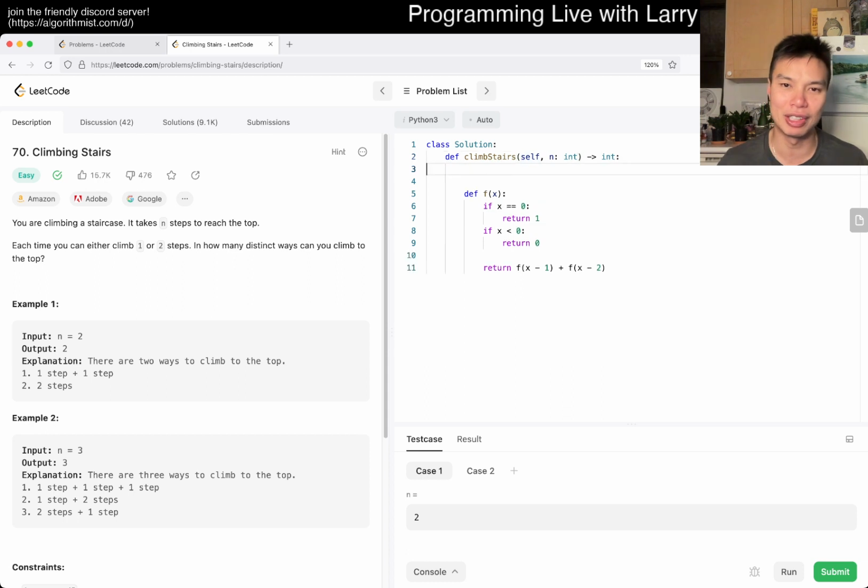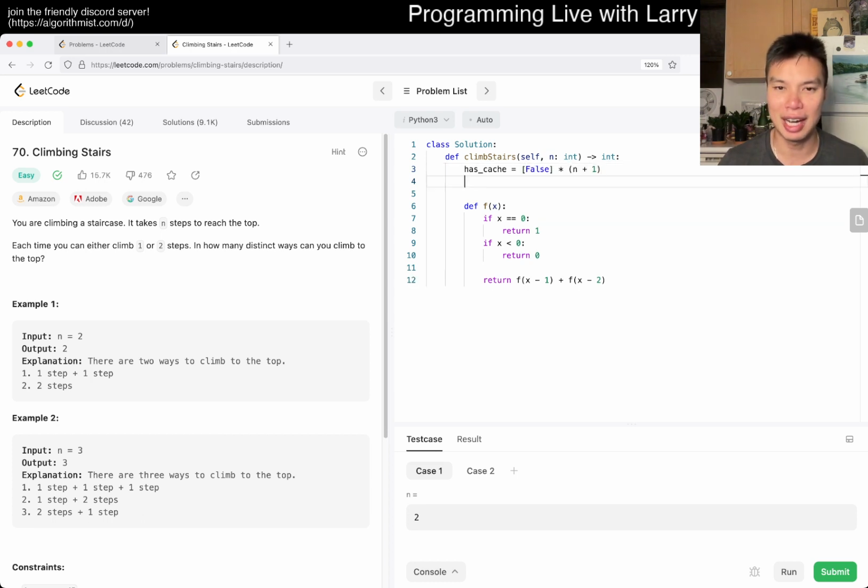And of course, you do want to cache it. So cache is equal to none times n plus 1. And then we just cache the thing. If we have cache of x, then we return the cache.